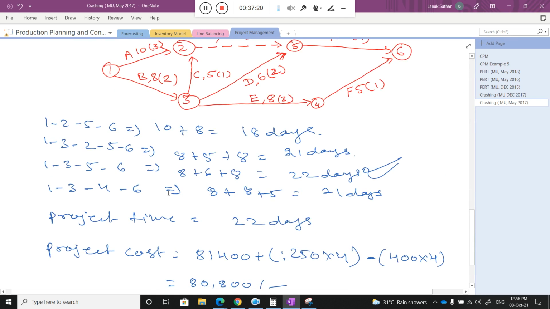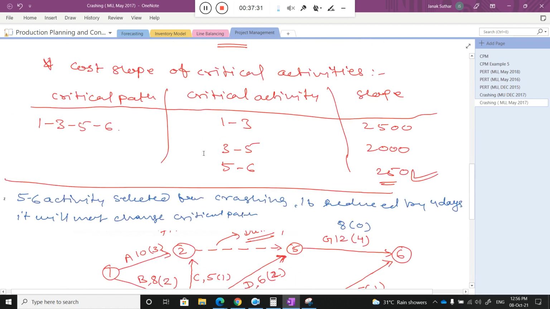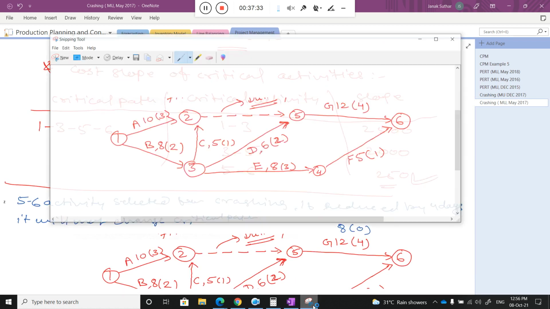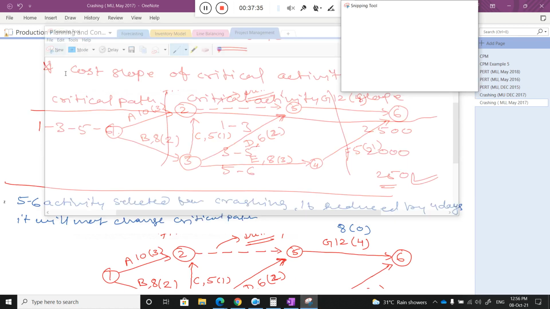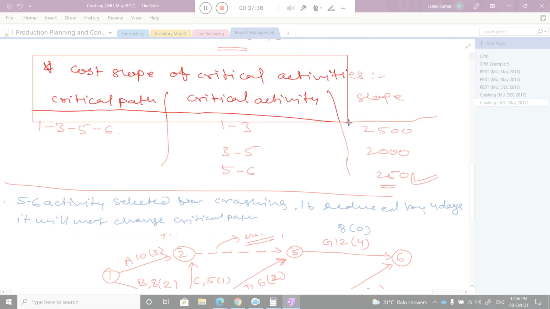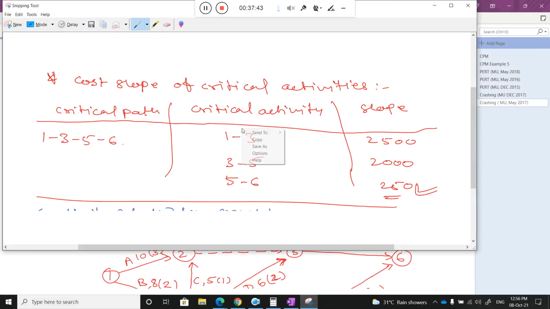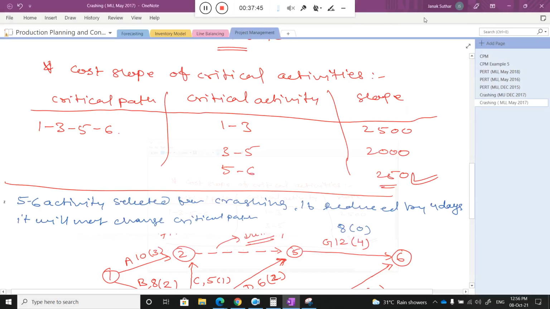Okay, here the critical path is 1356. So I again need to write down the slope of the critical activity, and the same critical path is here in the second iteration. So I just cut that particular cost slope, for this time saving purpose. But you need to again check. The critical path is the same, that's why I put this again. Just wait.